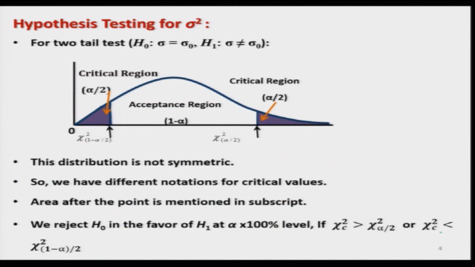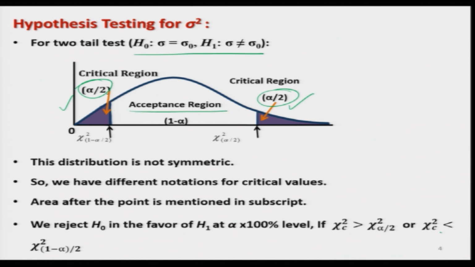In this case, suppose you want to conduct the test of hypothesis H0: sigma equal to sigma 0 versus H1: sigma not equal to sigma 0. Then obviously the critical region is going to be on both sides, so this is going to be a two-sided test. What you have to see here is that the size of each of the two regions is going to be alpha by 2, and the middle region, which is the acceptance region, is going to be 1 minus alpha.